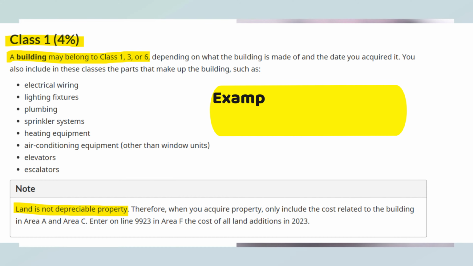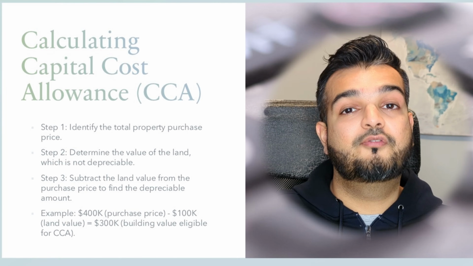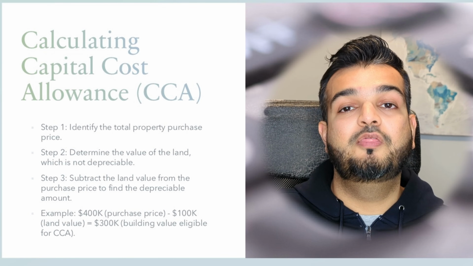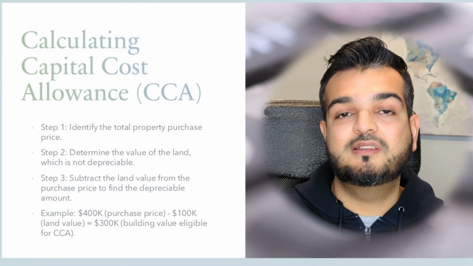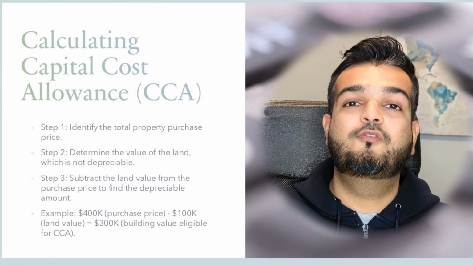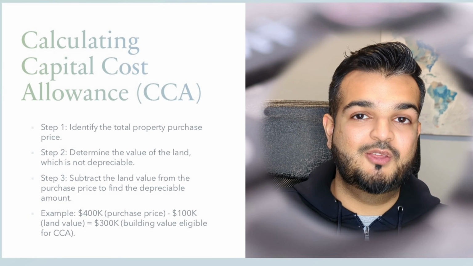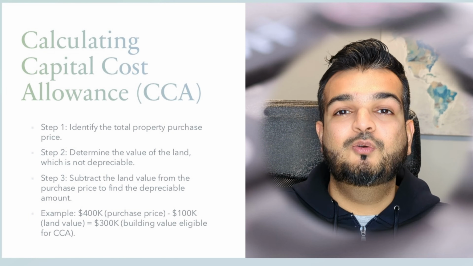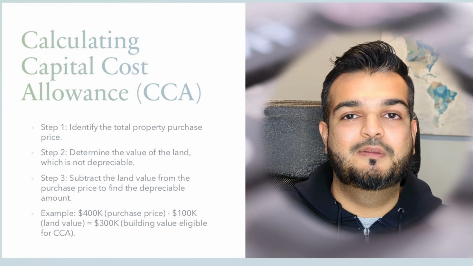For example, let's say you purchase a property for $400,000 and it falls under Class 1 CCA, which has a rate of 4%. First step in calculating your CCA is to determine the depreciable amount, which is typically the purchase price minus the value of land, because land is not depreciable. Because you've paid $400,000 for the entire property. That includes the building, the unit itself, plus the land. You have to figure out what is the non-land component, because land you cannot depreciate. Land technically appreciates in value, it doesn't depreciate.